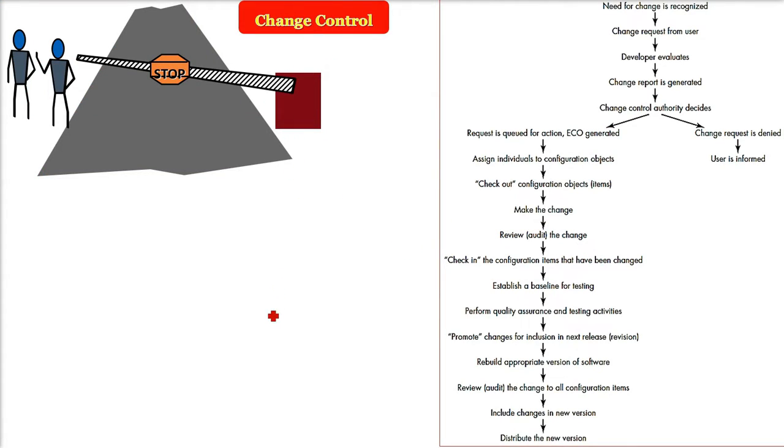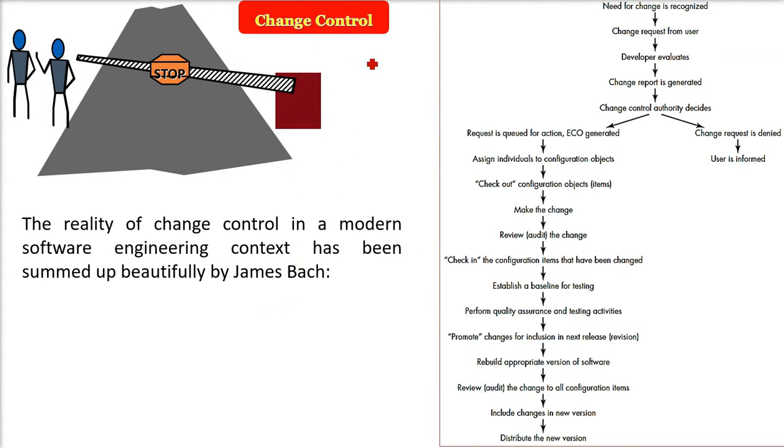Change control. Change control is also a very important part of software configuration management. SCM is all about change control. It's all about changes. SCM is managing, locating, tracking, controlling the change.